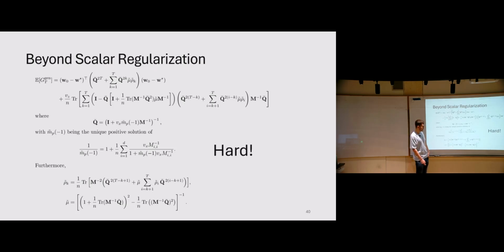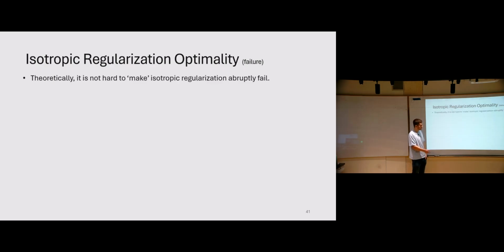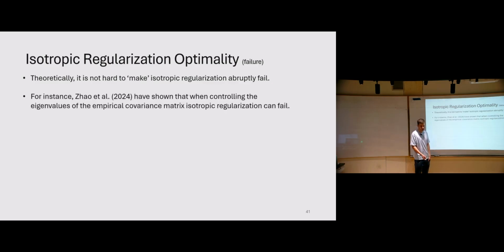It is hard, but we want to draw some conclusions. So in our work, we find a first case where isotropic regularization fails completely. Theoretically, it's not hard to make isotropic regularization fail. For instance, Zhao has shown that once you fix two eigenvalues, in the first task, the first one will be fixed and the second one will go to 0. In the second task, you have the exact opposite: the first one goes to 0, and the second one remains fixed. In this case, isotropic regularization fails.